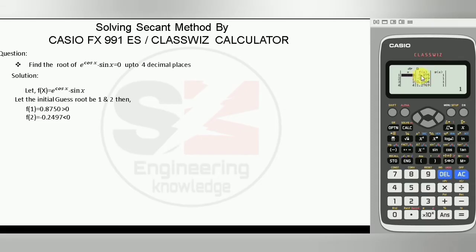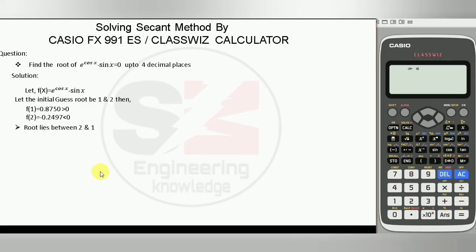So from this table, we can simply see the values of x, 1 and 2, and the function values corresponding to these values of x are 0.875 and minus 0.249. And from this table, we can simply calculate the initial guess value. So after this, our root lies between 2 and 1.